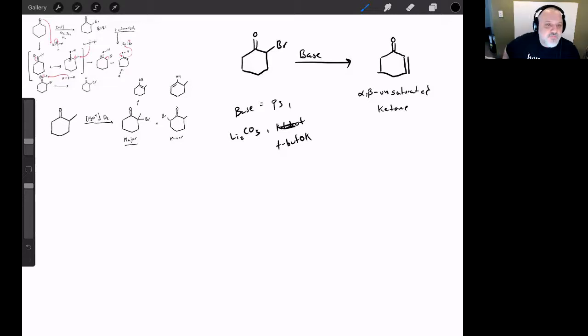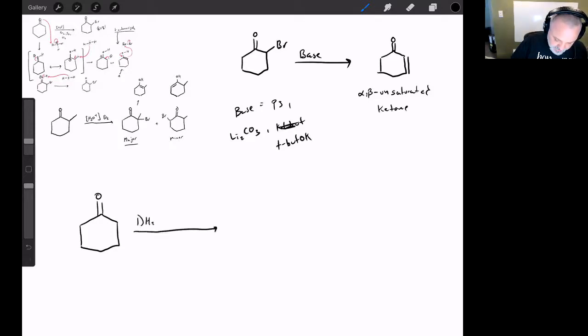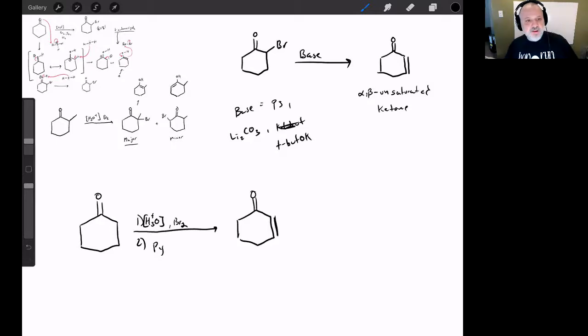Pyridine and lithium carbonate are not necessarily that strong, but because of the conjugation that's formed between the alpha beta position and the double bond to the oxygen, I don't need a particularly strong base to do that. And so that introduces a way to, in two steps, introduce alpha beta unsaturation, with the first step being the alpha halogenation and the second step being treatment with a base, the final product being the alpha beta unsaturated ketone.